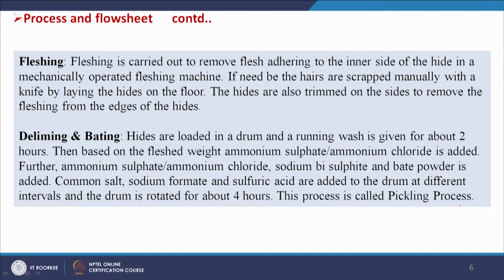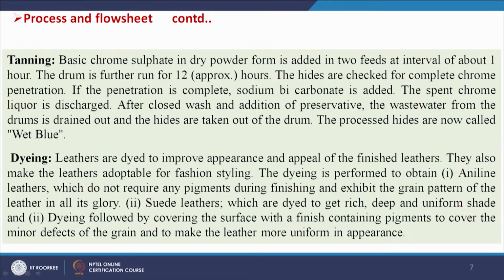So, this pickling process is necessary to make the acidic environment, so that chromium will further be impregnated into the hide. And the next step is tanning. So, basic chrome sulphate in dry powder form is added in 2 feeds at an interval of about 1 hour. The drum is further run for 12 hours approximately. The hides are checked for complete chrome penetration. If the penetration is complete, sodium bicarbonate is added. The spent chrome liquor is discharged.